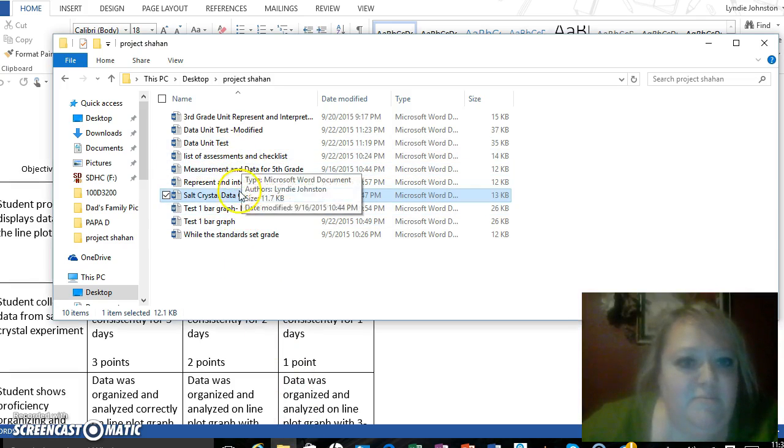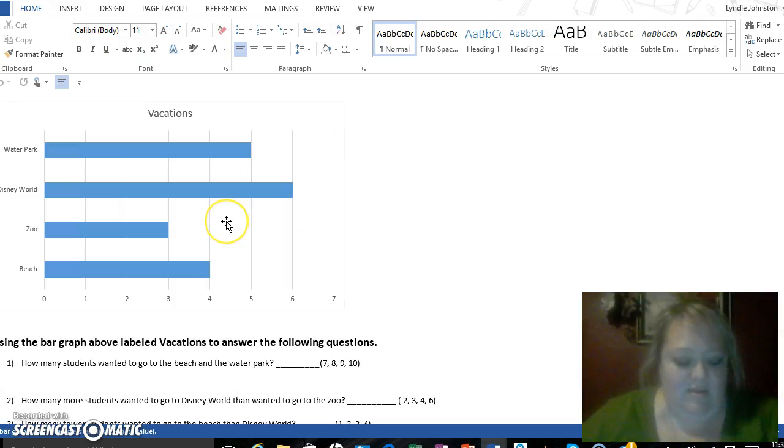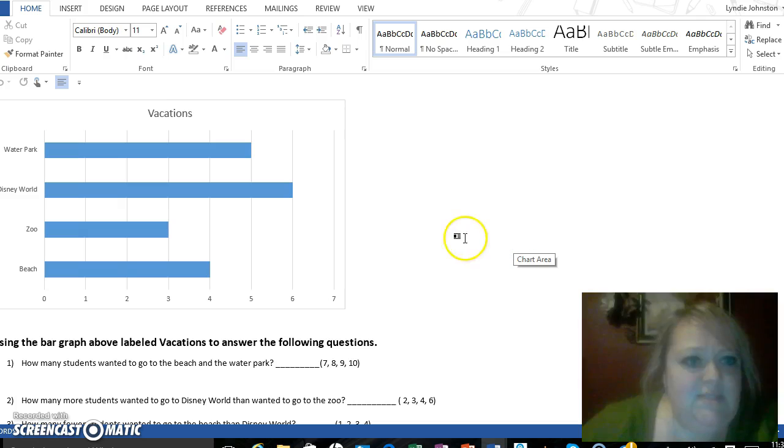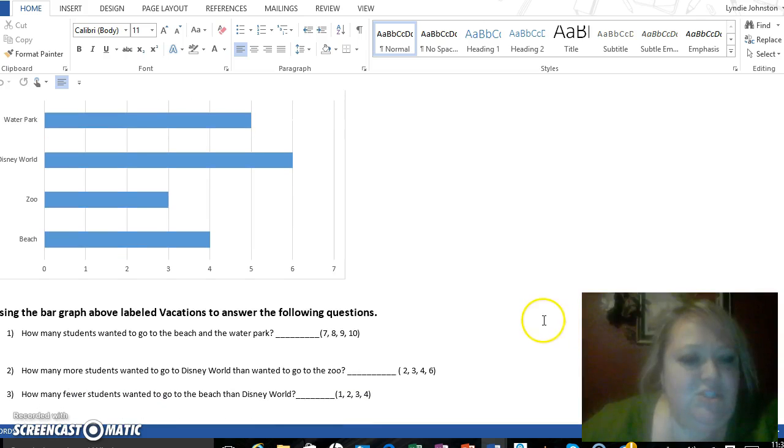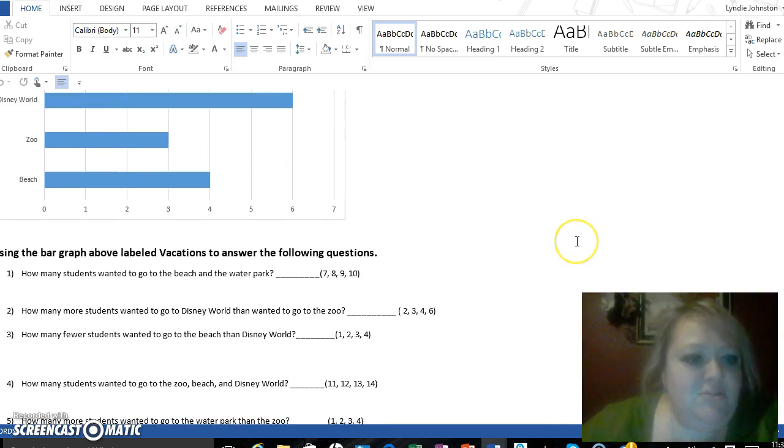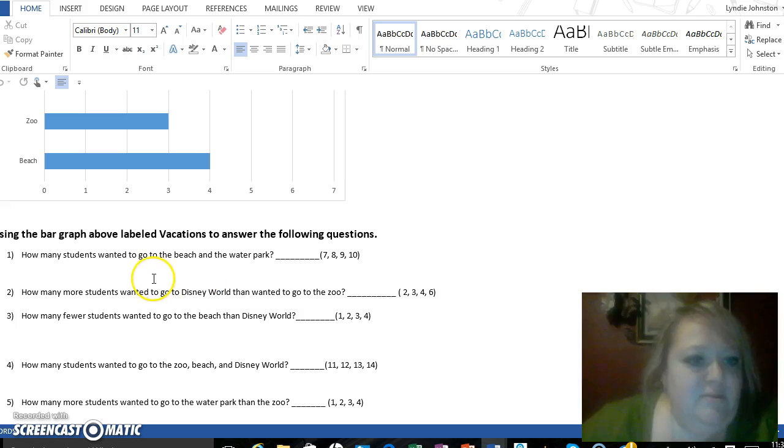Now I have a formative assessment that I plan on giving the students in week 2. This is a teacher-made assessment. It is over a bar graph, and I have a bar graph up here, and the students will answer questions related to the bar graph. There's 5 questions. It's like how many more, how many less, how many total.